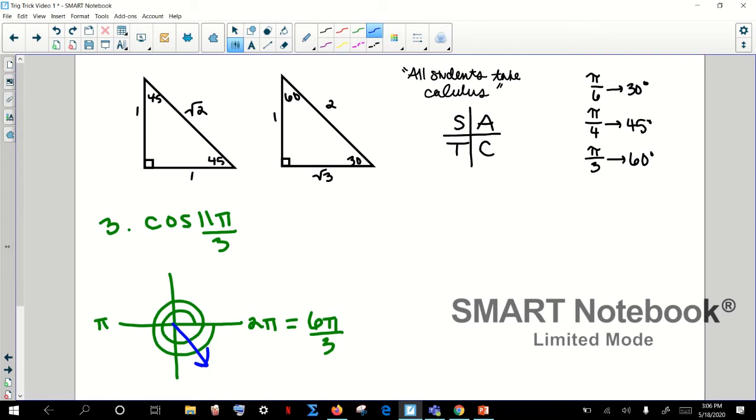So that's one way to figure out where your angle is when your angle is bigger than 2 pi. Since I know I'm in the fourth quadrant, let's look at our All Students Take Calculus. I'm finding the cosine, and in the fourth quadrant, only cosine is positive. So I know my answer is going to be positive. That's the first step.